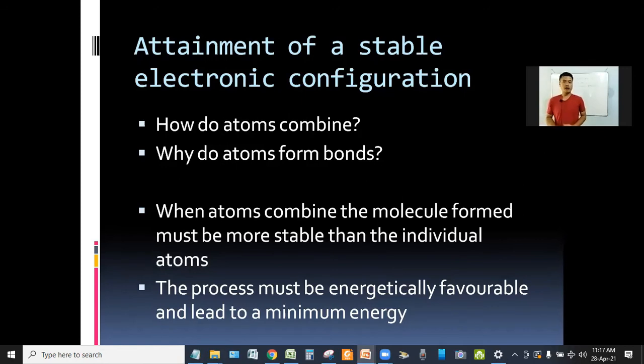When atoms combine with other atoms of the same kind or with atoms of other elements, the process must be energetically favorable. There should be minimum energy. When atoms combine, the molecule formed must be more stable than the individual atoms. So atoms alone are not stable, and they need to combine with other atoms. When they combine, there should be very little energy involved. If high energy is involved, then the atom cannot be stable. That is why we need very little energy.